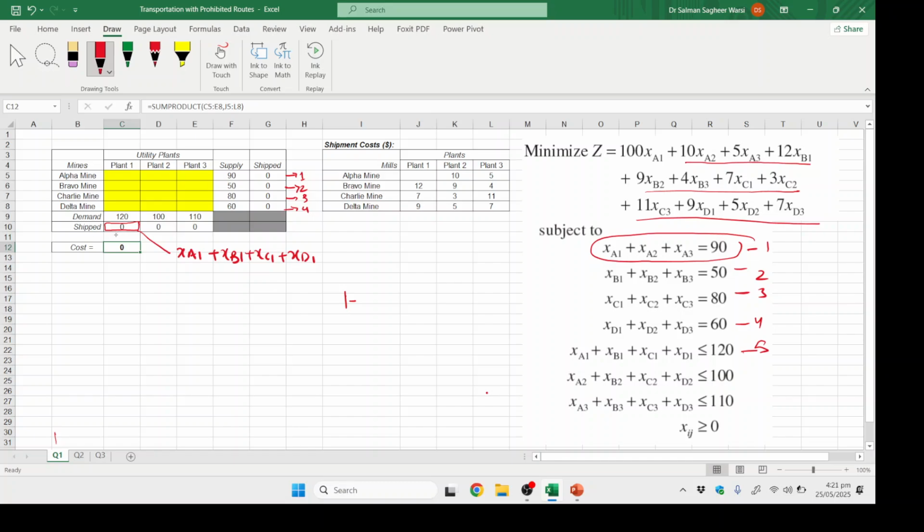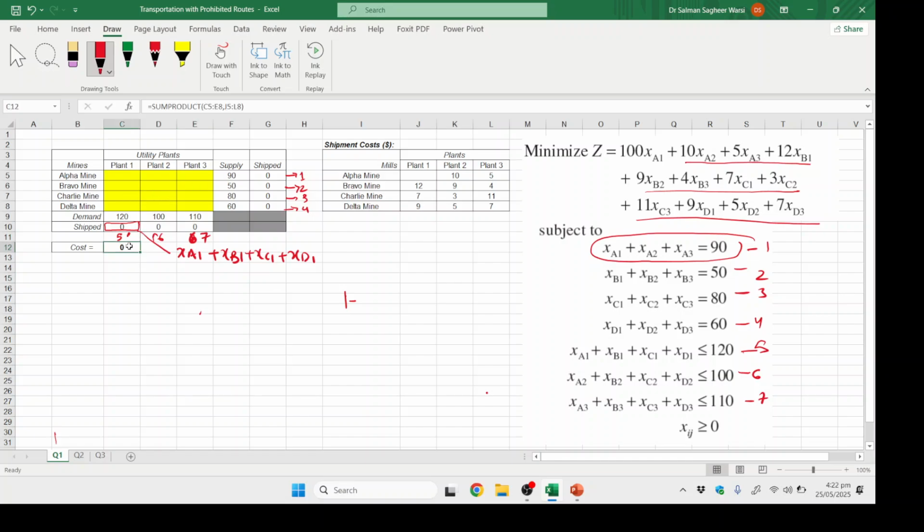So this cell here is showing the fifth constraint, and then the sixth and seventh. This one is showing us the sixth constraint, which is basically the sum of the column entries, and this is the sum of this column's entries, and this is showing us the seventh constraint. So all the constraints have been added to this Excel sheet.